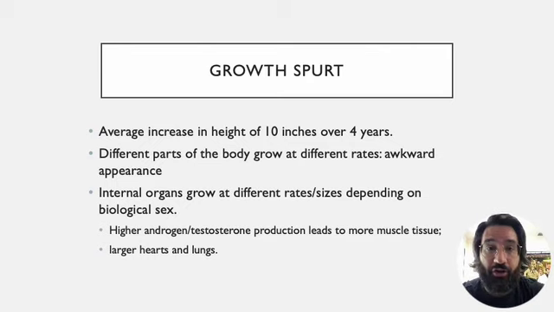Increases in the production of androgen and testosterone, which are hormones in the body, lead to more muscle tissue, more muscle mass, an expansion in the size of hearts and lungs, right? So more physical activity becomes possible as children start to age and get older. So these are just some of the changes we note with growth spurt.